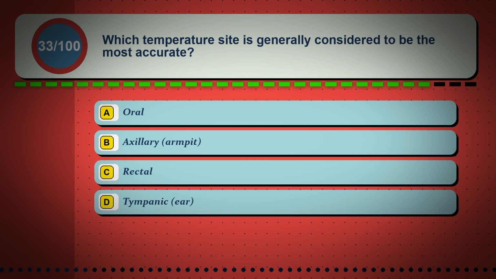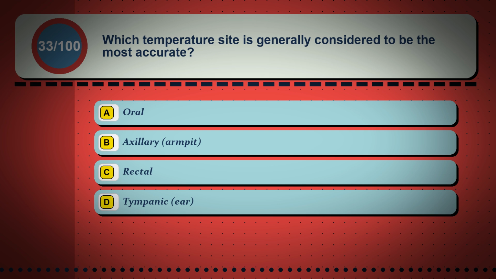Question 33. Which temperature site is generally considered to be the most accurate? Option A, oral. Option B, axillary, armpit. Option C, rectal. Option D, tympanic, ear.